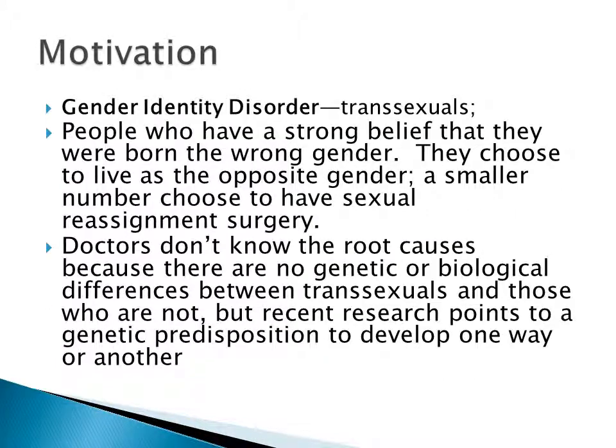Gender identity disorder involves transsexuals, people who have a strong belief that they were born the wrong gender. They choose to live as the opposite gender. A smaller number choose to have sexual reassignment surgery. Doctors don't know the root cause because there are no genetic or biological differences between transsexuals and those who are not, but recent research points to a genetic predisposition to develop one way or the other.